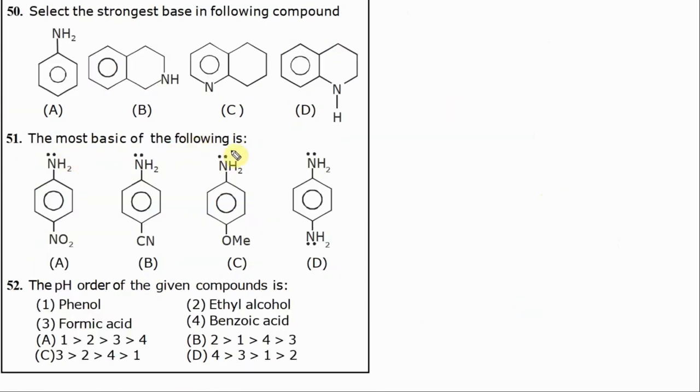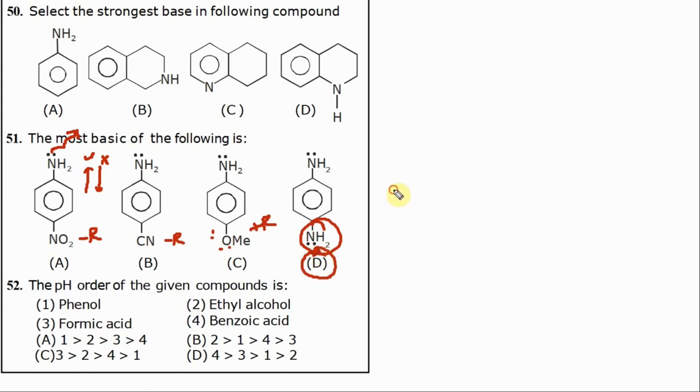The most basic among the following. Most basic means I have to give this electron to somebody, meaning I need electron from the ring. I don't want somebody to push the electron into the ring. This is minus R. This is also minus R. Okay, this is plus R. Very good. This is also plus R. Who is the better plus R? NH2 is the best plus R.